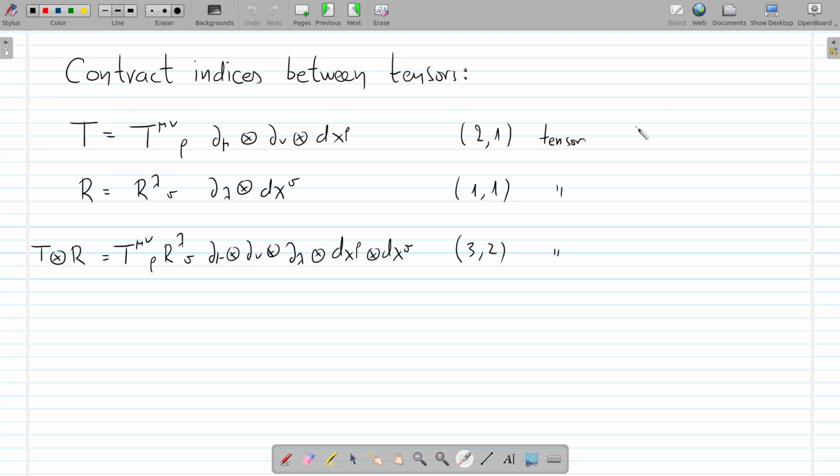We can also contract indices between different tensors, and for that we have to use their tensor product. So let's see that with an example. Let's say that T is a 2-1 tensor and R is a 1-1 tensor. Then, as before, we can form their tensor product, which is a 3-2 tensor given by the linear combination in this coordinate basis in the space of 3-2 tensors.